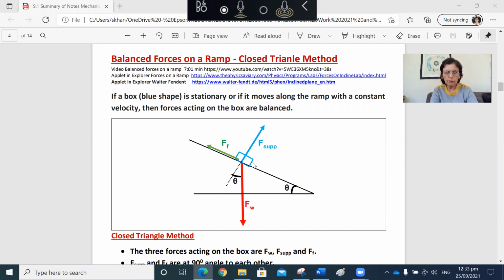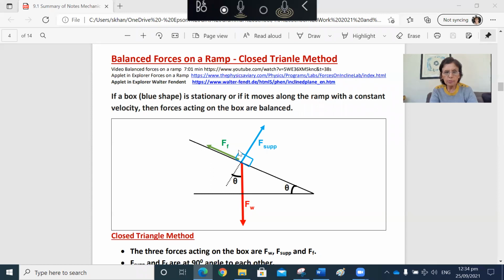So if this box is stationary on a ramp, or it might be moving at a constant velocity. As long as the motion is with constant velocity, that means that forces must be balanced. So what are the forces on this blue box? There will be a gravity force or weight force that acts vertically down. Support force will be at a 90 degree angle to the ramp. And then friction force will be acting up the ramp.